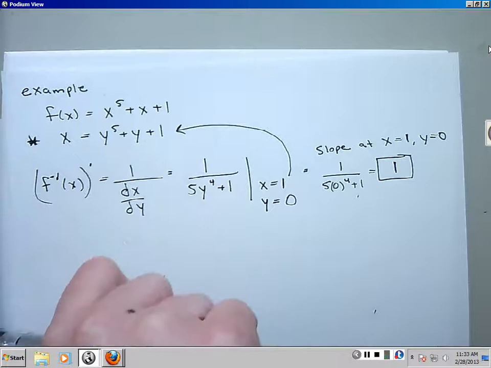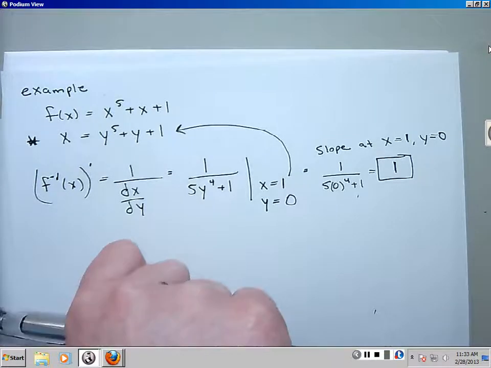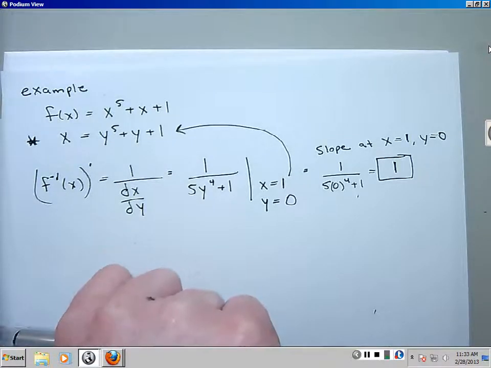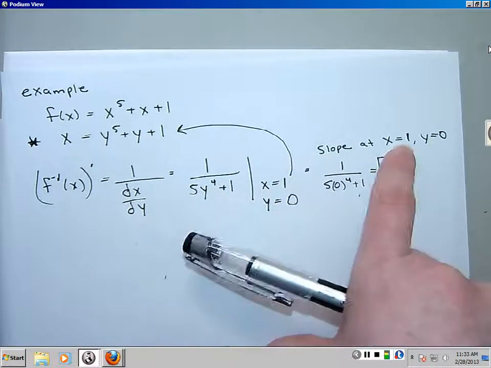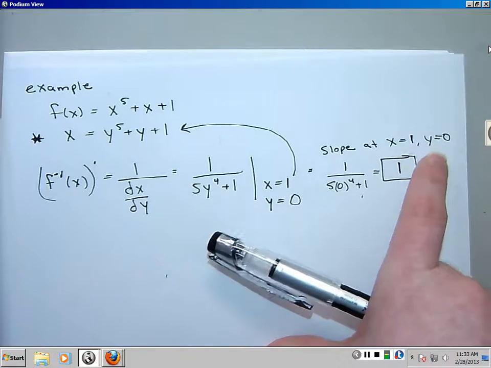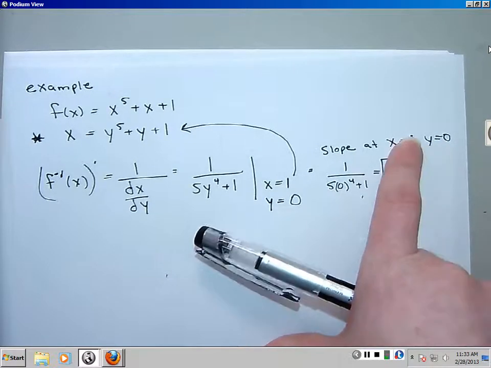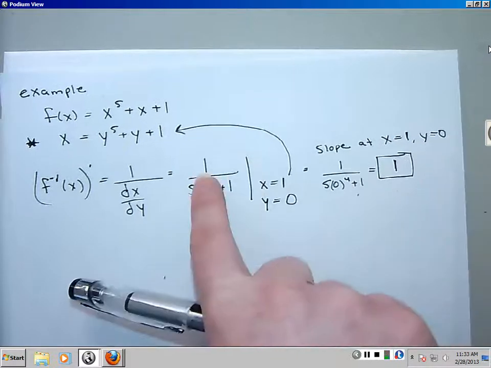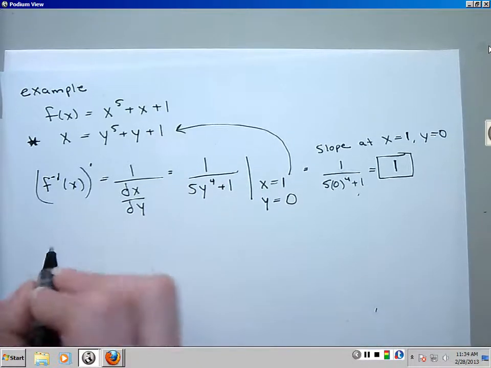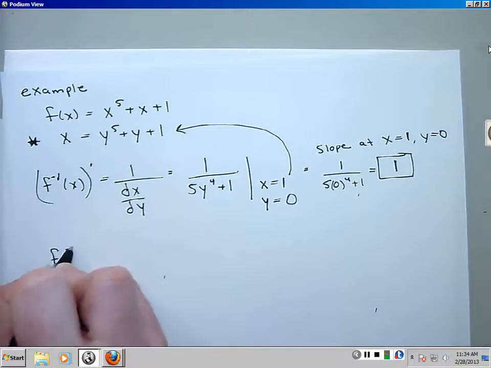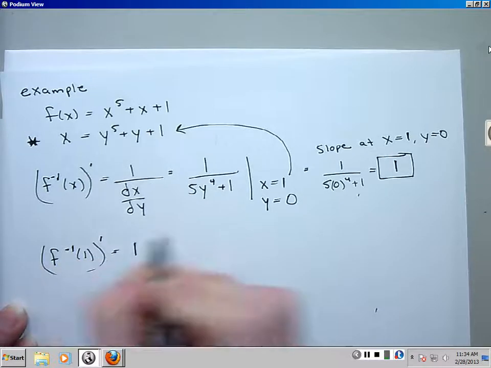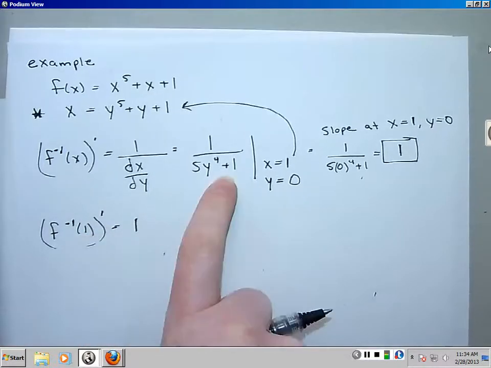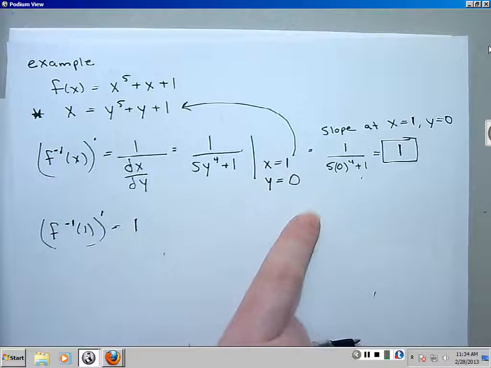Question? Yeah, so when they say the derivative of the inverse, you end up all the way over there at 1. Well, because this is the slope at x equals 1, y equals 0. So this is the value of the derivative at x equals 1, which is really plugging 0 into the function here. So they might write it like this: f inverse of 1, the derivative of that is going to be 1. But to find that, I'm not plugging 1 into my function. I'm plugging in 0 to my function.